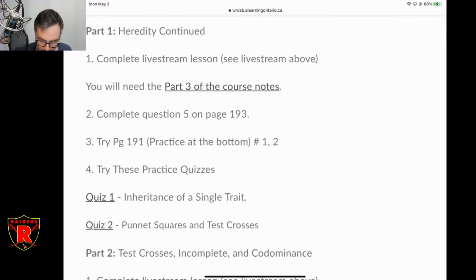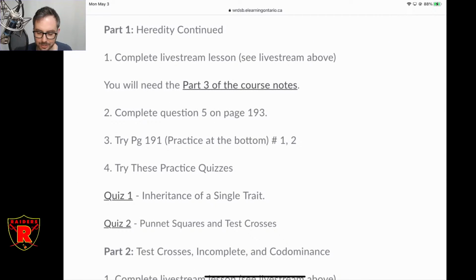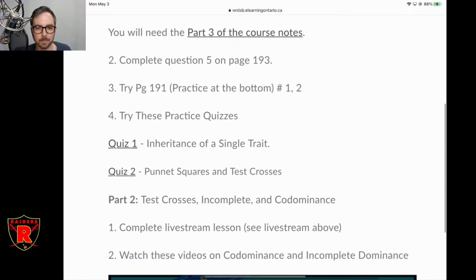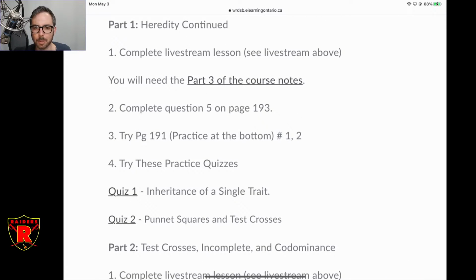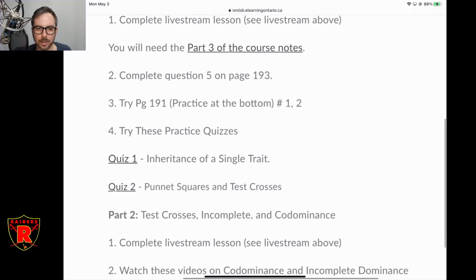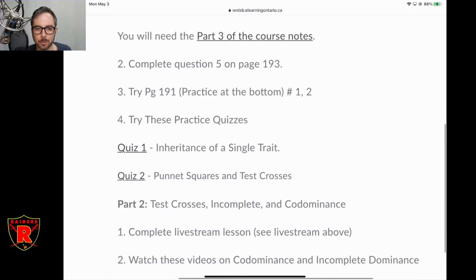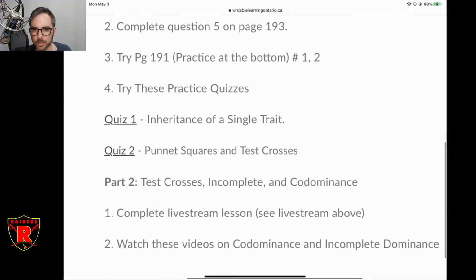So question 5 on page 193 is just a basic problem-solving question, as are number 1 and 2 on page 191. So these are just normal problem-solving questions. This goes in your homework document, by the way. Those are just some basic practice problems for doing genetic problem solving. Try those, and then I would recommend trying quiz 1 and 2.